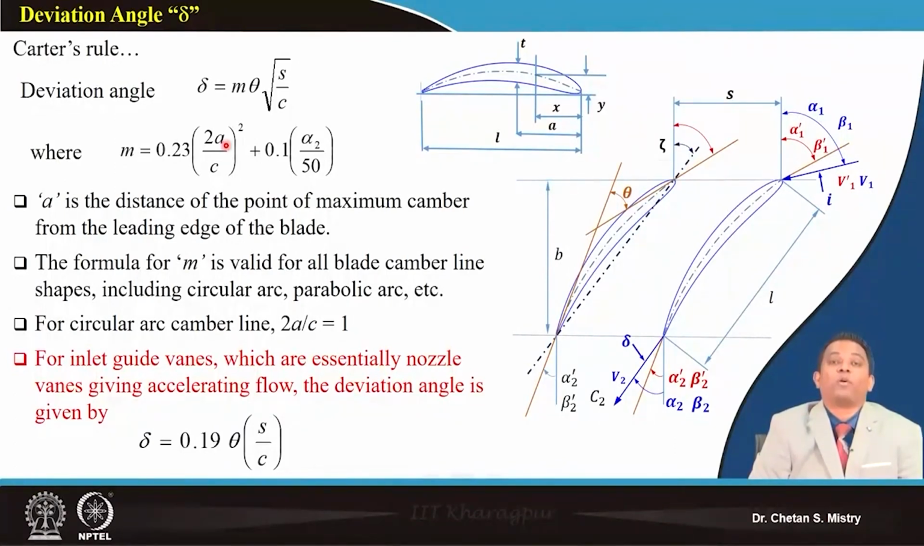Now the deviation angle calculation using computational tools depends on what kind of turbulence model we are selecting. We will be discussing the effect of change of Reynolds number, because that is very important in the calculation of this deviation angle.